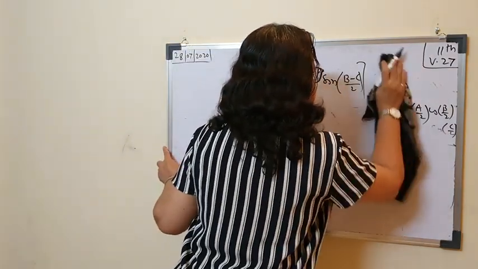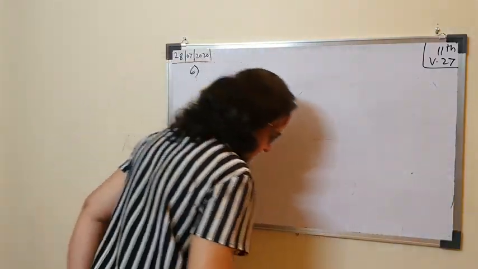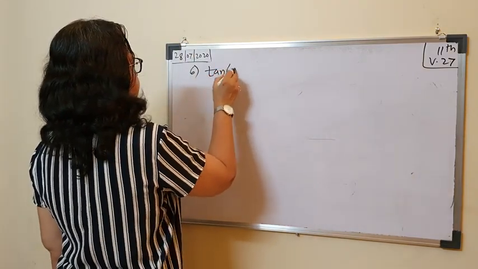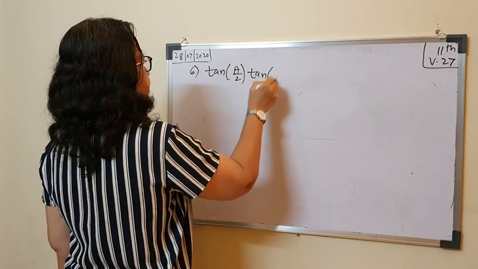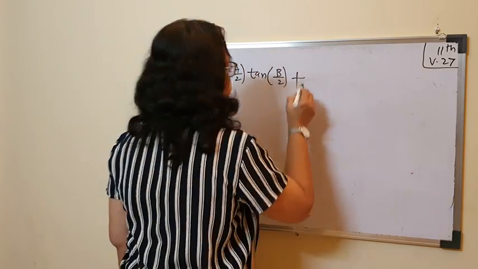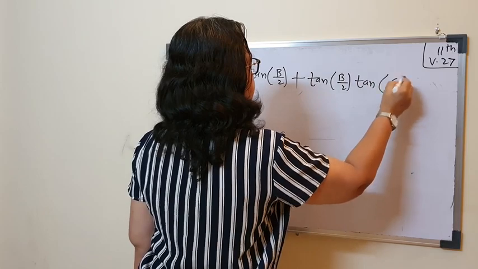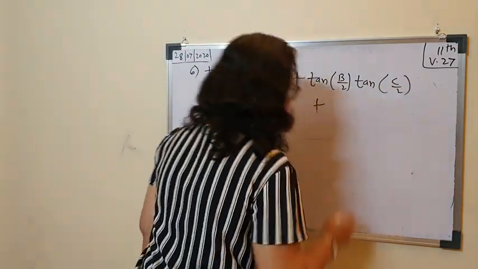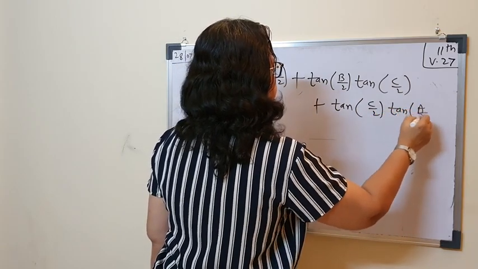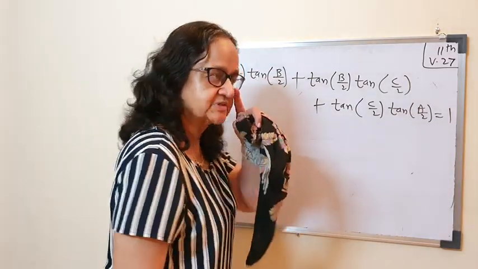And let's do one more in this. So, now number 6. Tan A by 2, tan B by 2 plus tan B by 2, tan C by 2 plus tan C by 2, tan A by 2 equal to 1. Mark it a very important problem, even MCQ. They can ask you for this MCQ also.